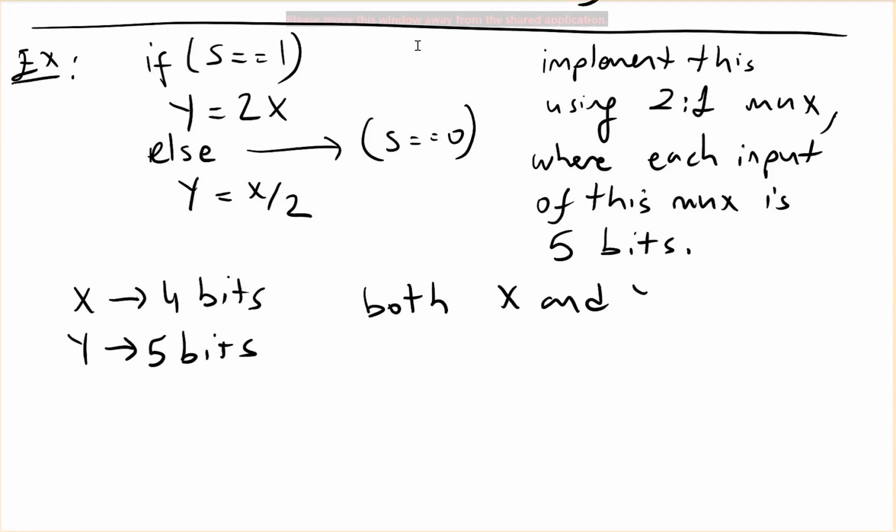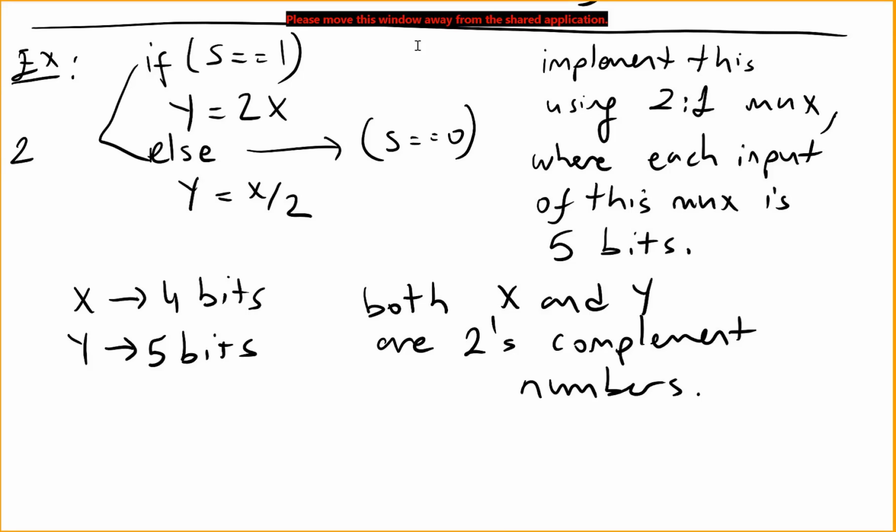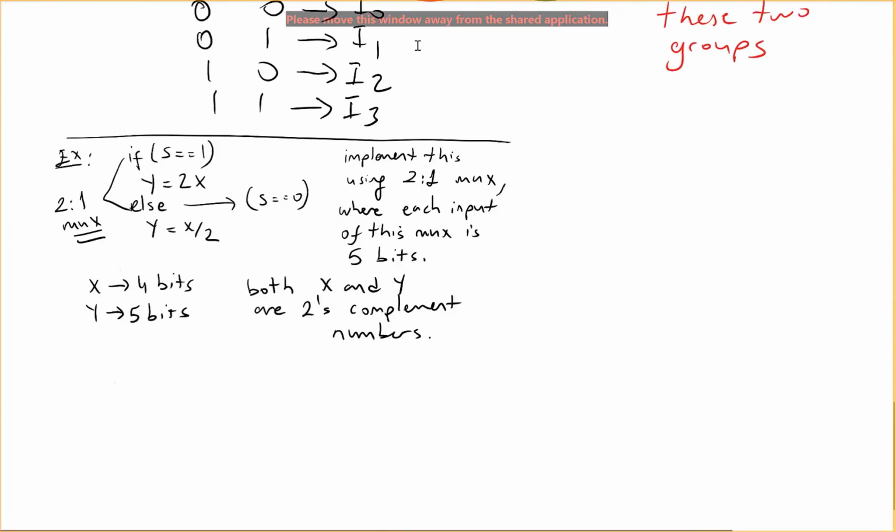Both X and Y are 2's complement numbers. So how can I implement this functionality using a mux? We have seen if I have this if and else, this means this is a 2 to 1 mux structure. Let's draw our circuit.